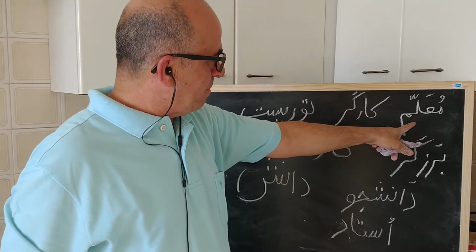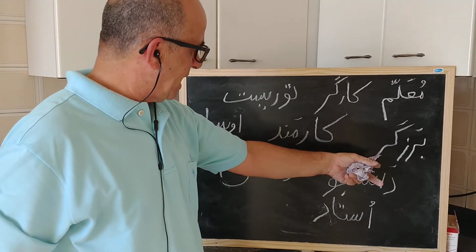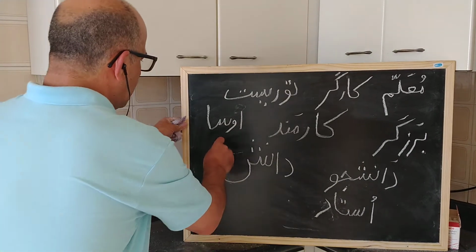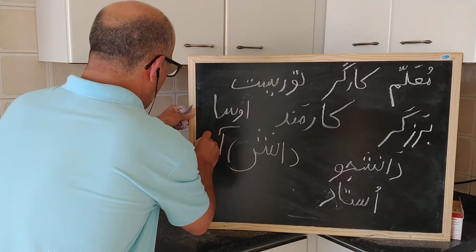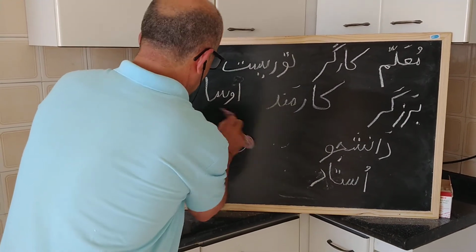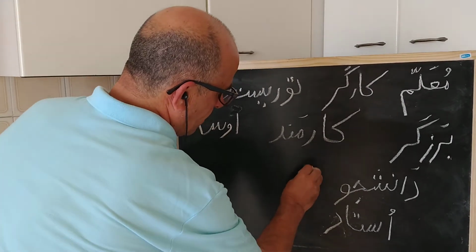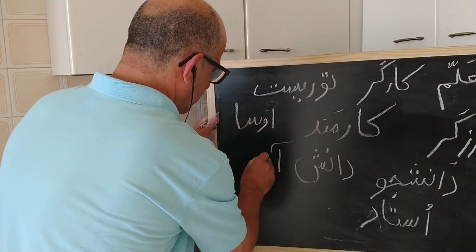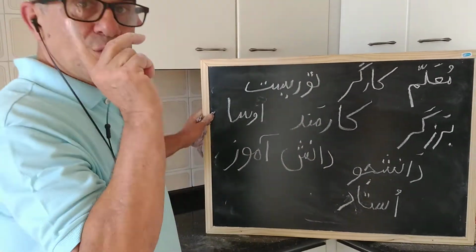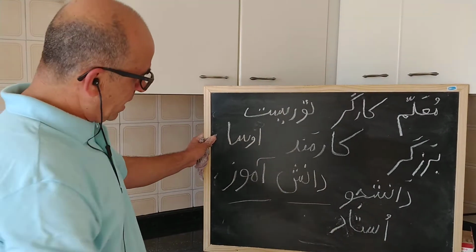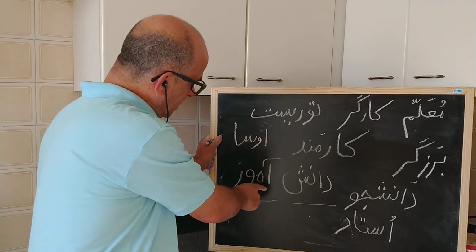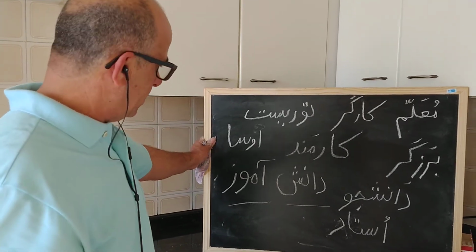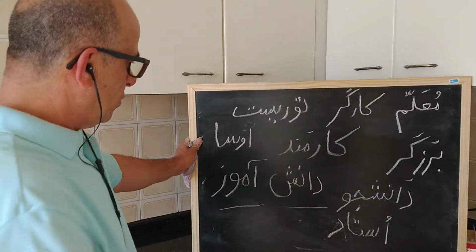Okay, mo'alem, kargar, turist, barzegar, karmand, ostad, daneshju, danesh-amuz. Danesh-amuz is one word, but it's made up of two words. I could have continued, but I cannot continue because it's another word. There are two words that make up one. Okay, amuz, learner. Danesh-amuz. Okay.